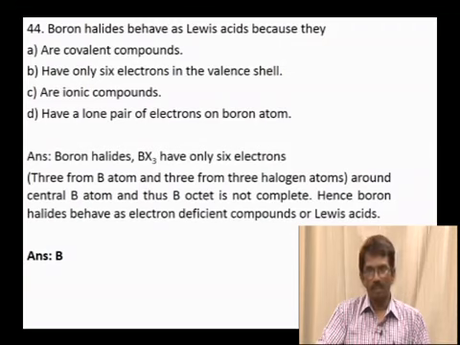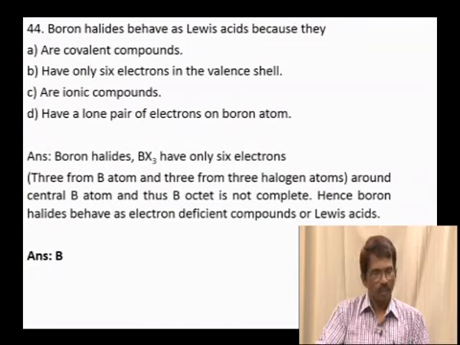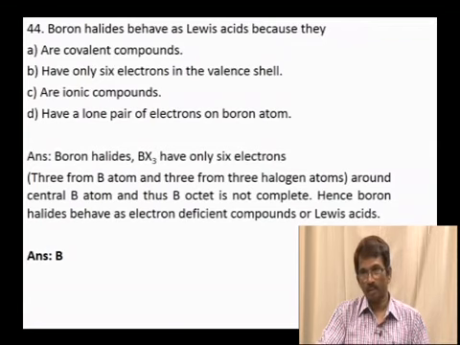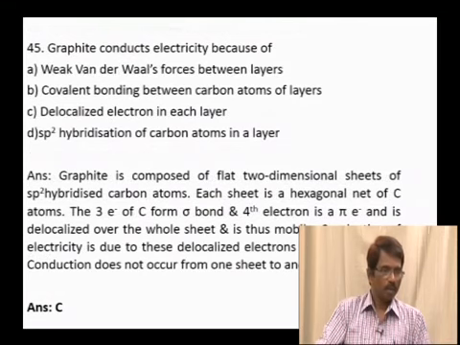So boron halides, that is BX3, have only 6 electrons, 3 from boron and 3 from the halogen atoms around the central boron atom, because the electron configuration of boron, as you know, is 1s2, 2s2, 2p1. So therefore 3 electrons of boron will form bonds with 3 halogen atoms, and thus the octet around the central boron atom is not complete. Because of incomplete octet, boron behaves as an electron deficient compound or a Lewis acid, and the correct option is option B.